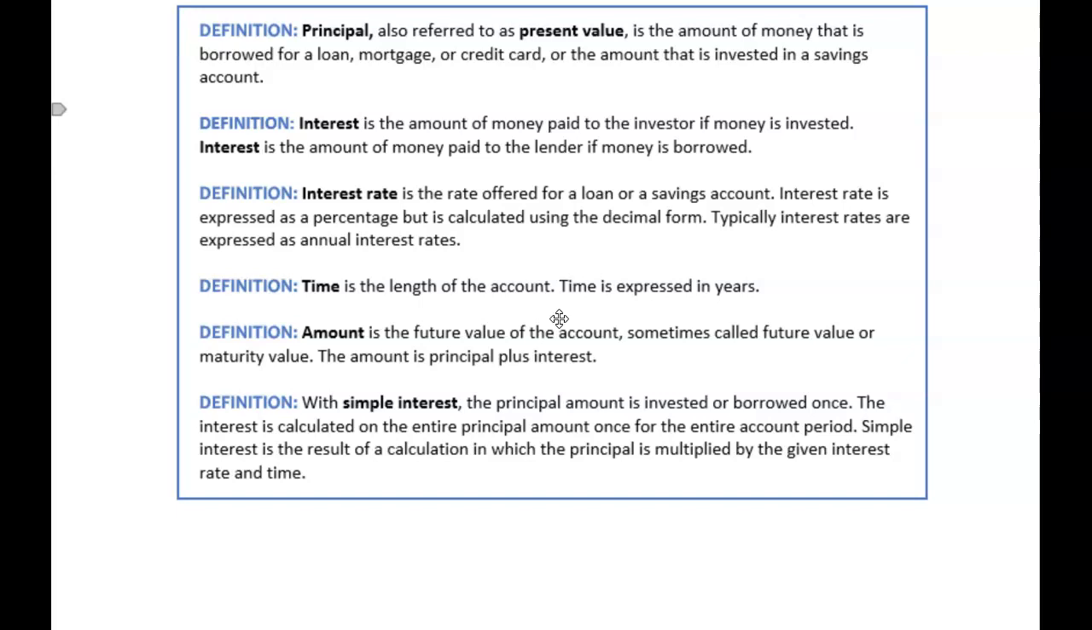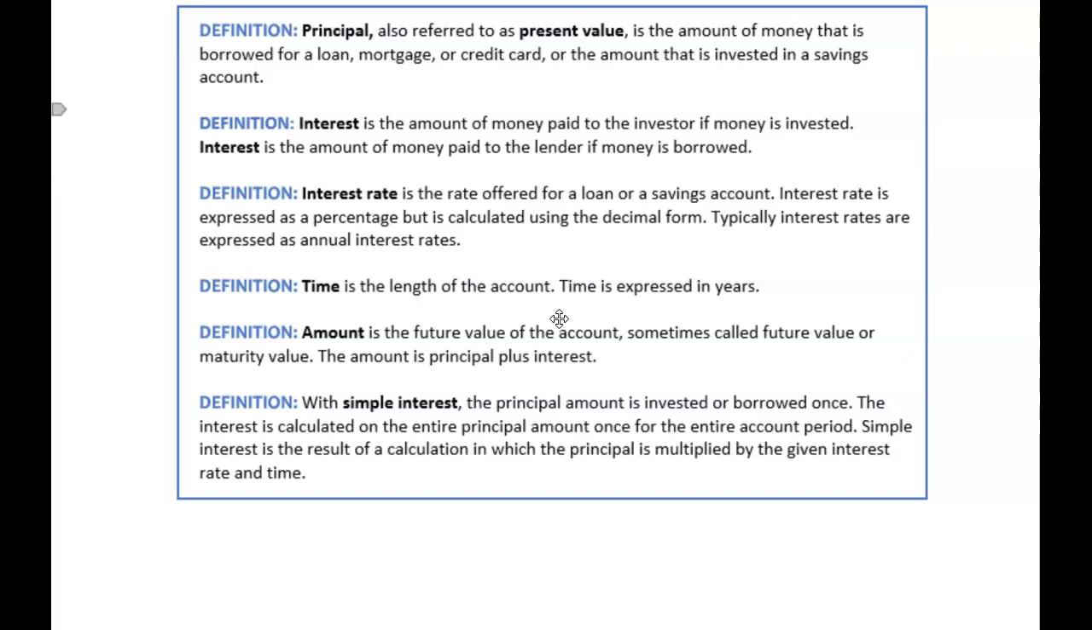Principal, also referred to as present value, is the amount of money that is borrowed for a loan, mortgage, or credit card. Or it is the amount that is invested in a savings account. Interest is the amount of money paid to the investor if money is invested, or the amount of money paid to the lender if money is borrowed.